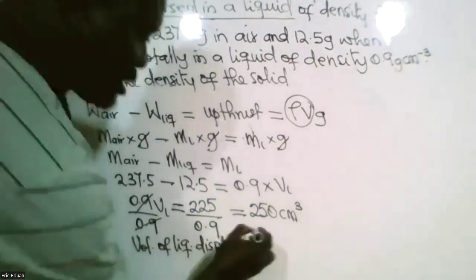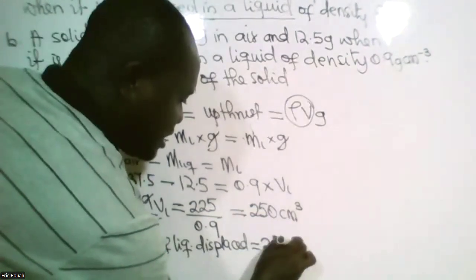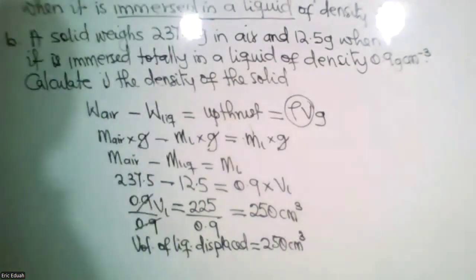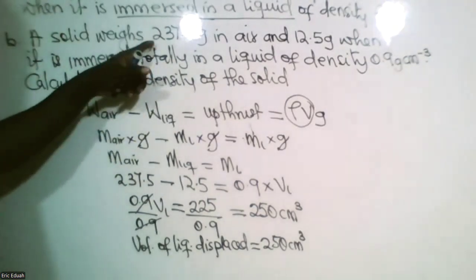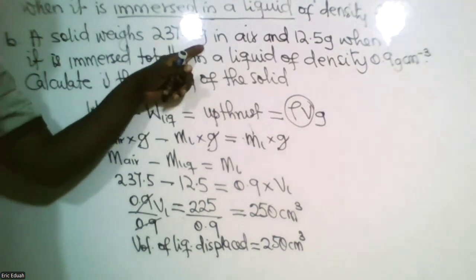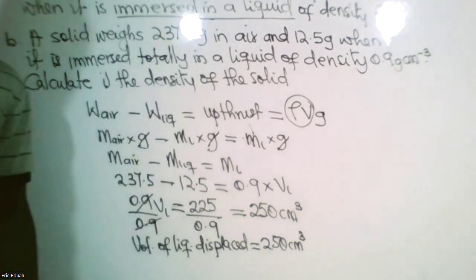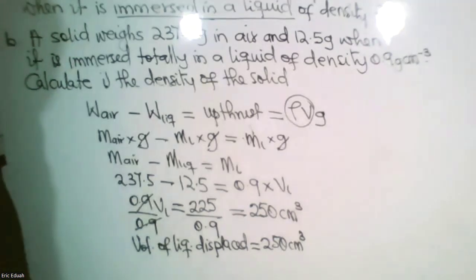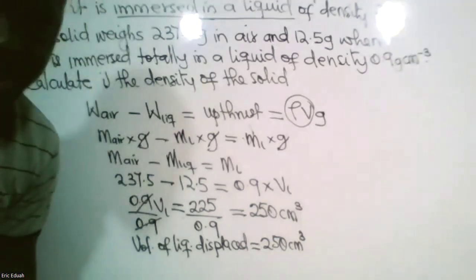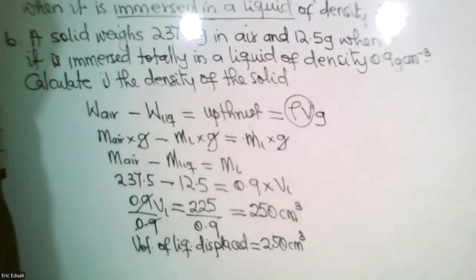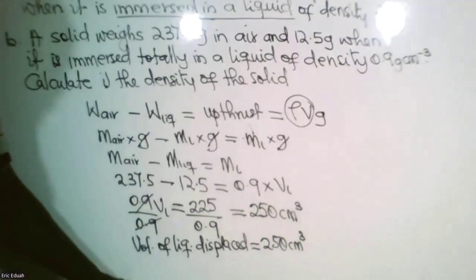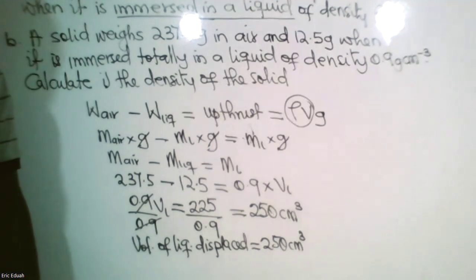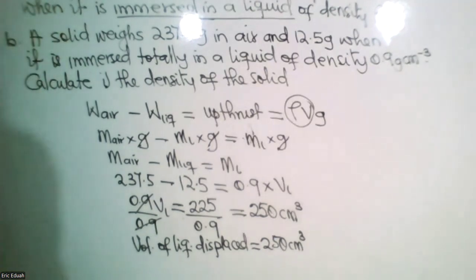So volume of liquid displaced is 250 cm cube. And this is also equal to the volume of the solid. Now, if you are told that the solid weighs 237.5 in air and its volume is 250, can't we find the density of the solid? So go ahead and calculate the density of the solid for me.